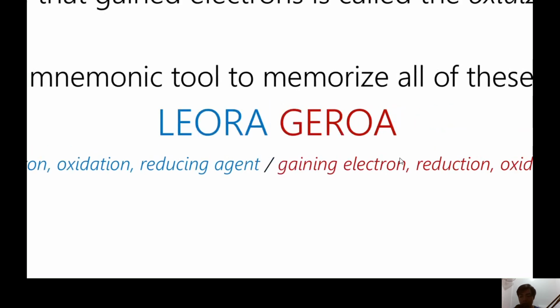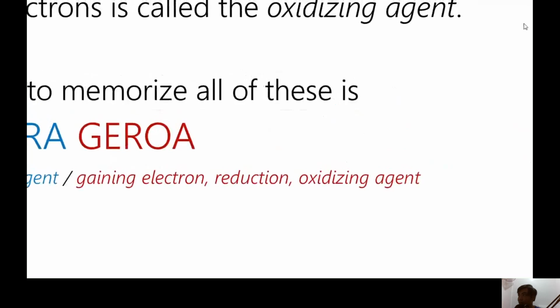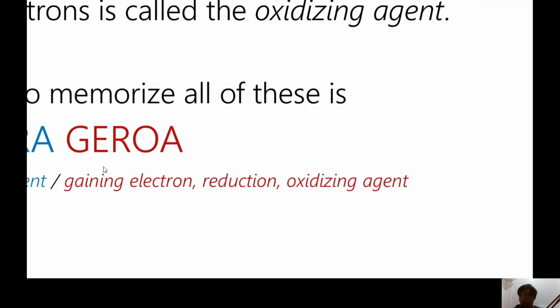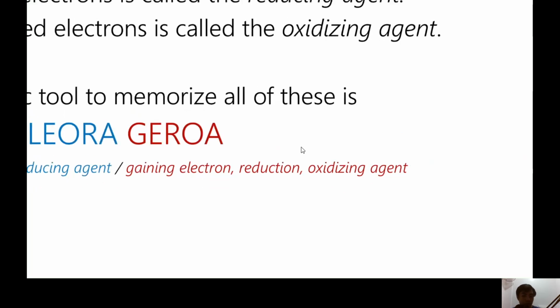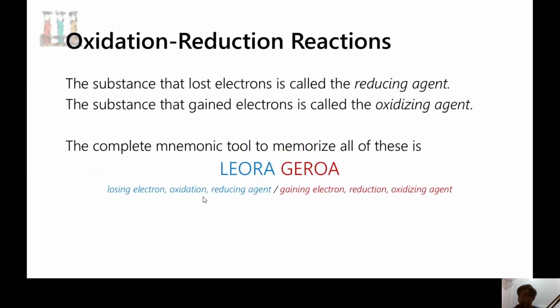So, we also have GEROA. Not the singer J-Rowa, ha? GEROA: GE, gaining electron, R, reduction. And the substance that undergoes reduction, we call that the OA, the oxidizing agent. It is the one that helps the oxidation reaction. Don't confuse yourselves. So, LEORA-GEROA: losing electron, oxidation, reducing agent. Gaining electron, reduction, oxidizing agent.